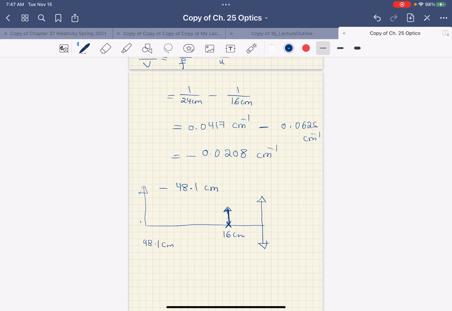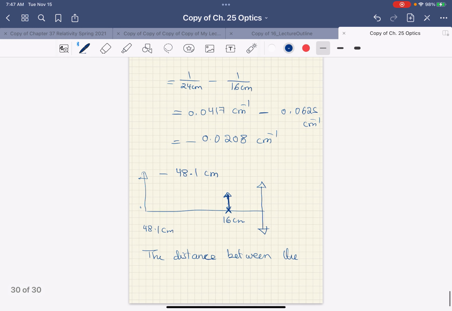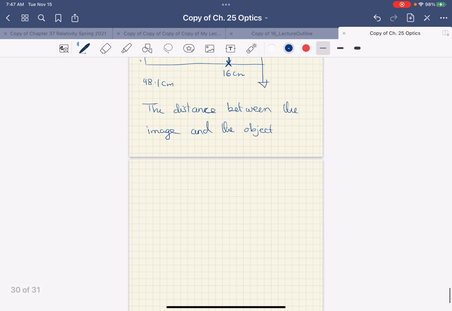Then I can subtract 48 minus 16. That is not V actually, this is the distance between the image and the object, and it is gonna be 48.1 centimeters minus 16 centimeters, which is 32.1 centimeters, which is 32 centimeters based on significant figures.